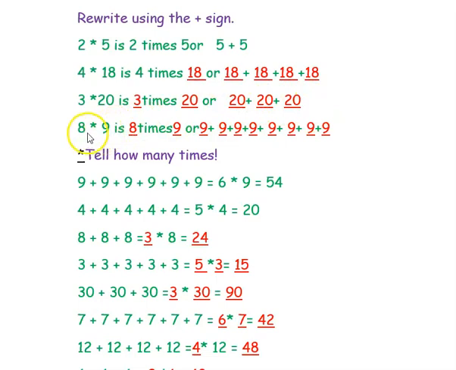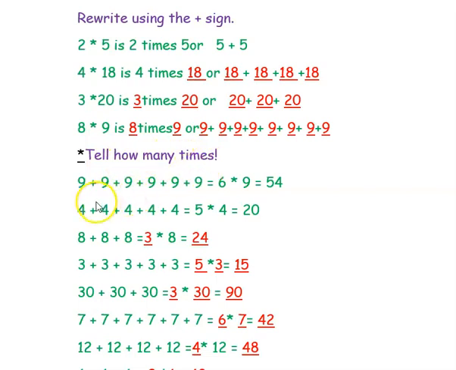The next number is 8 into 9, which is 8 times 9 or we are repeating 9 8 times. We have to write 9 8 times, we have to add it 8 times. So 9 plus 9 plus 9 plus 9 plus 9 plus 9 plus 9 plus 9, so 9 is repeated 8 times.